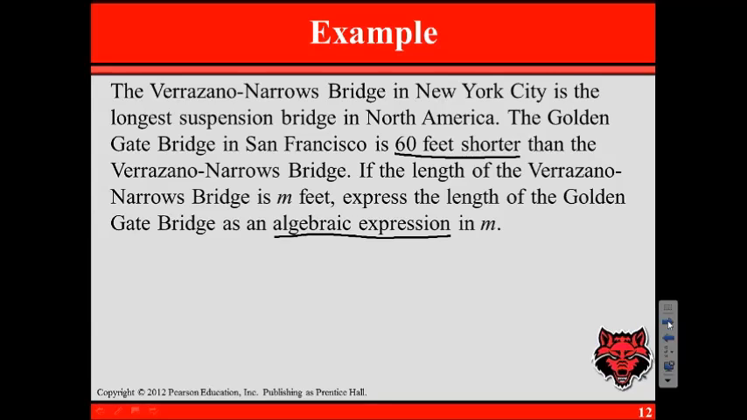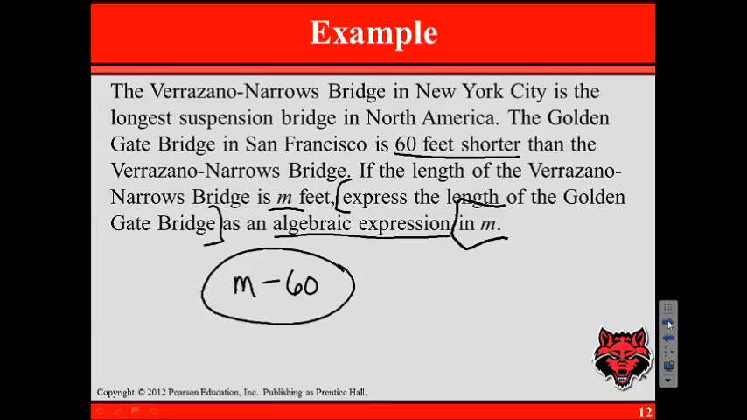It tells us that the bridge in New York City is m feet long. So if we start with the longer bridge, which is m, and we subtract 60, that will give us the length of the Golden Gate Bridge. And that is exactly what we're being asked to find. Express the length of the Golden Gate Bridge. So this algebraic expression in terms of m, which just means that m will be part of the expression, represents the length of the Golden Gate Bridge, and we are finished.